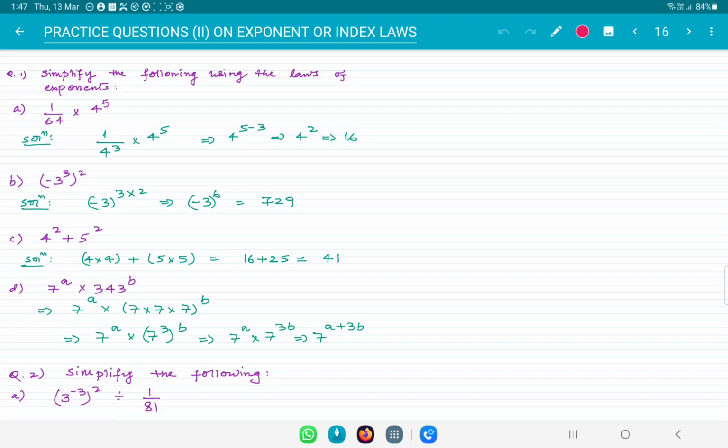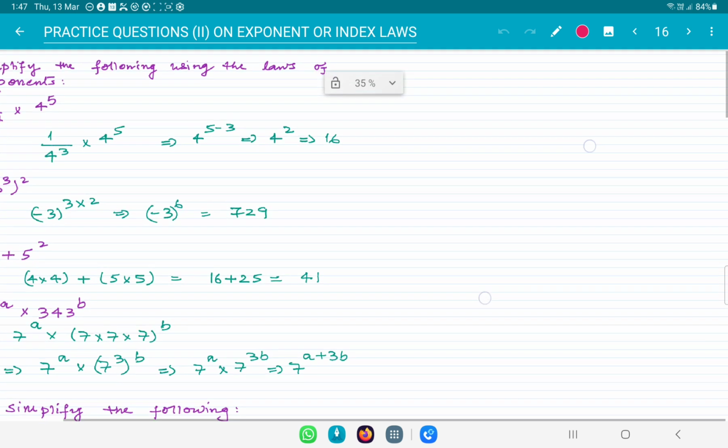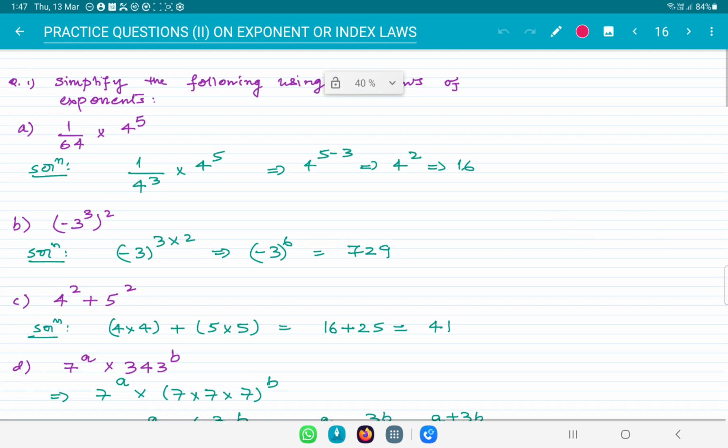Students, in this video I will explain different practice questions which are based on exponent or index laws. First question is: simplify the following using the laws of exponent. Whenever a question asks for laws of exponent, wherever you are using different laws, just mention it there.